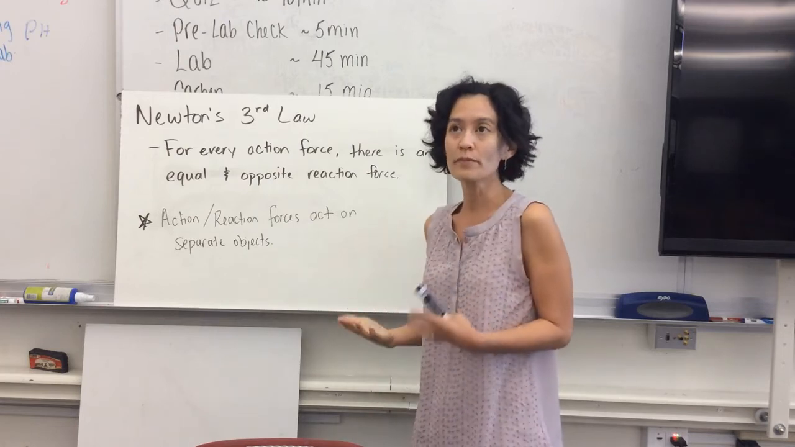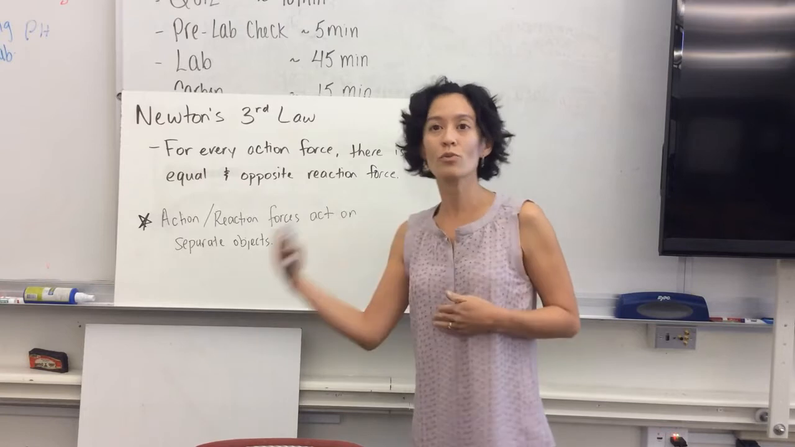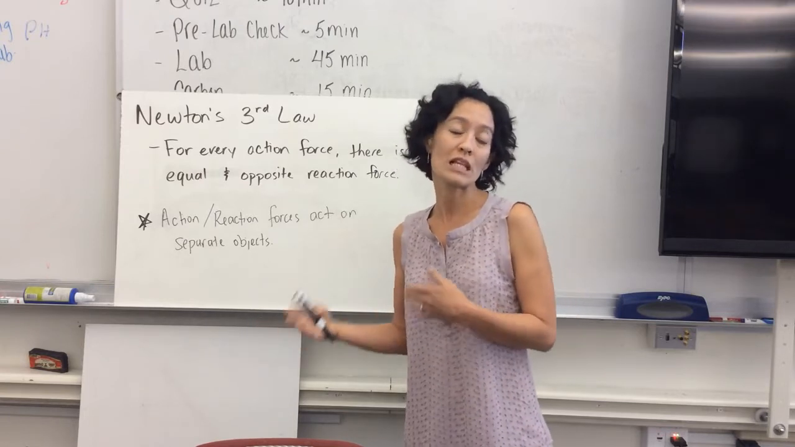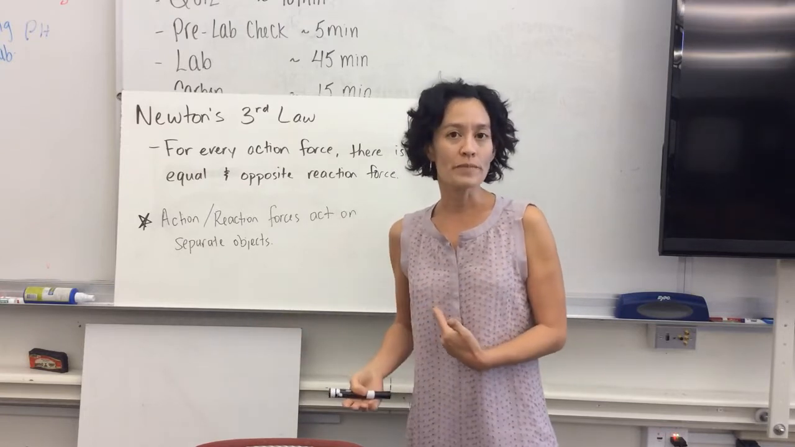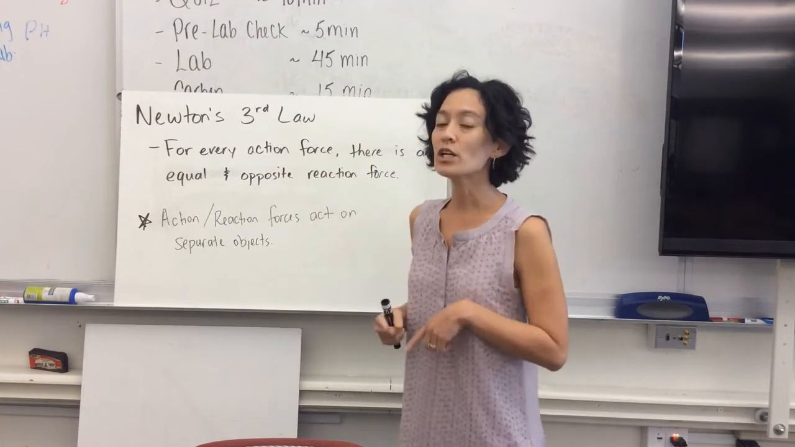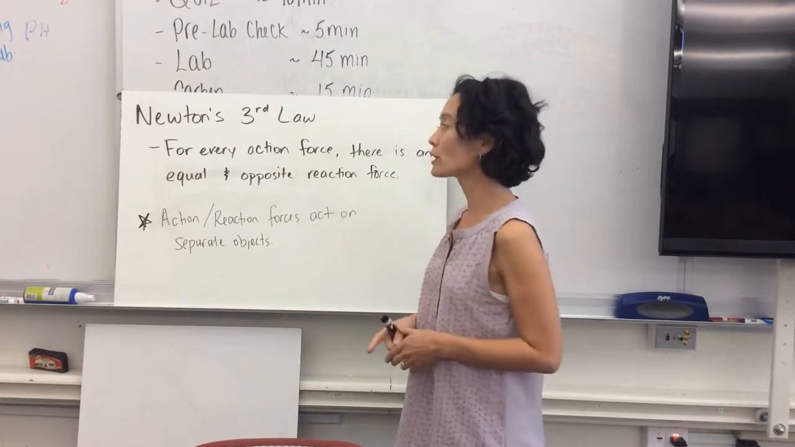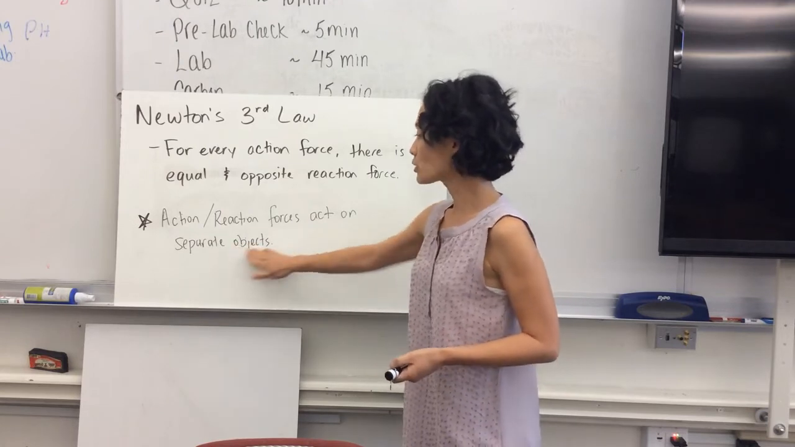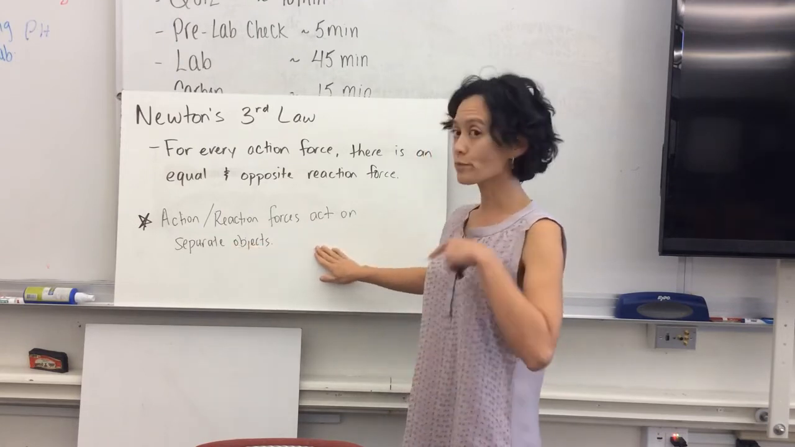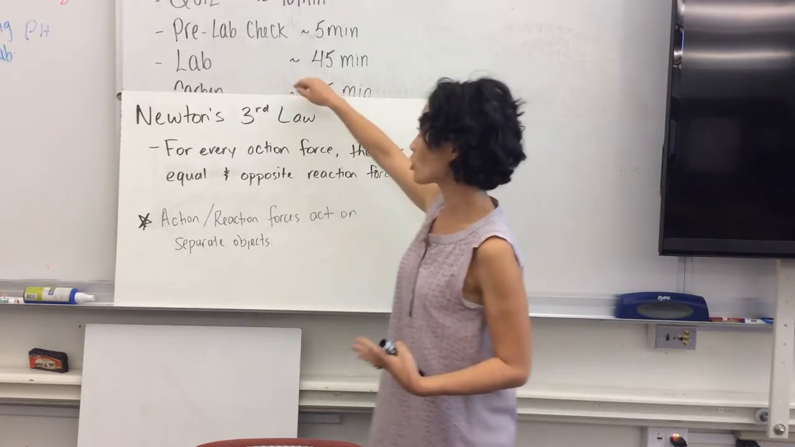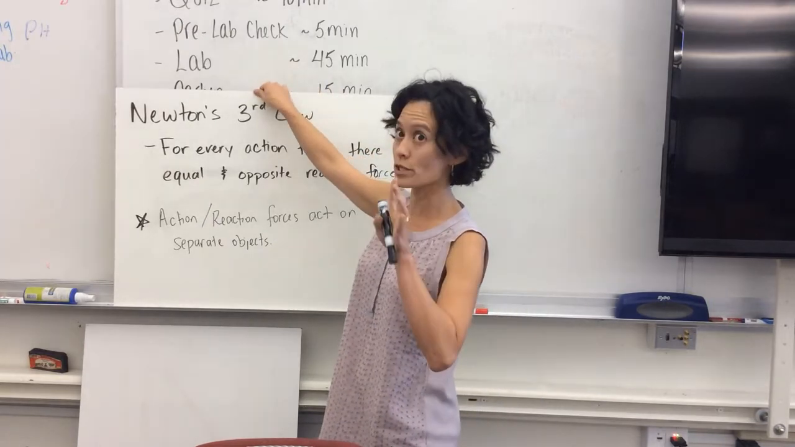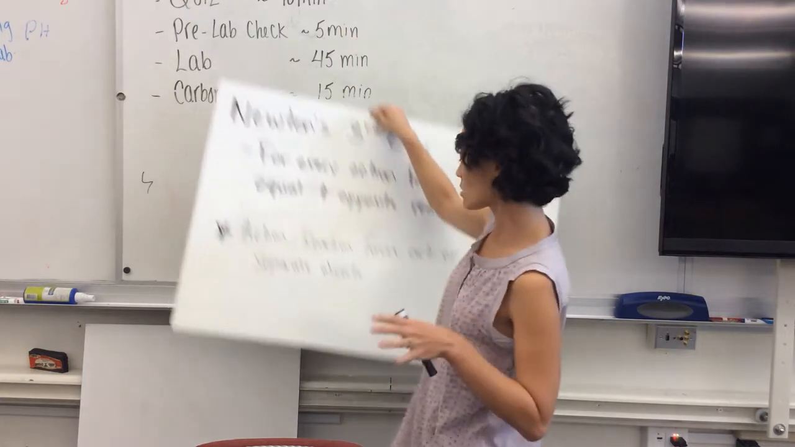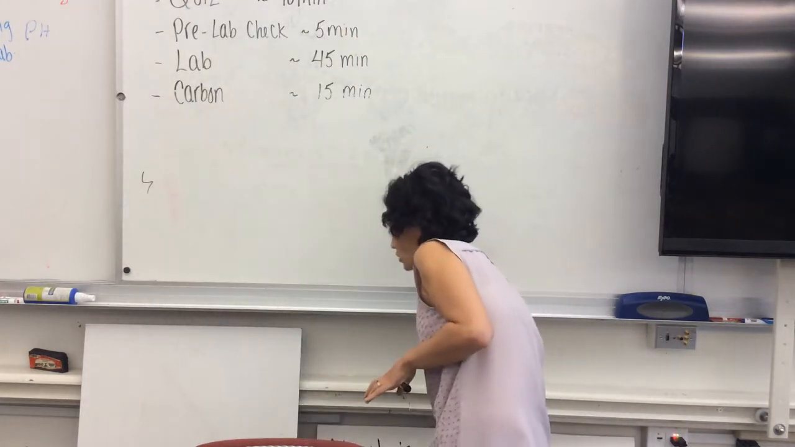Because a lot of people say, well, if the action is 10 newtons to the right and the reaction is 10 newtons to the left, don't those just cancel out? And that is where you have to bring in Newton's second law to really understand how Newton's third law plays out. Okay? So action-reaction forces act on separate objects. Newton's second law deals with forces acting on a single object. So let's just look at an example to try to understand that better.